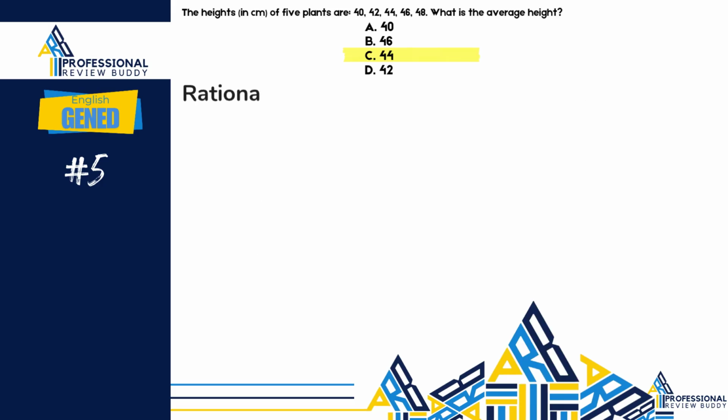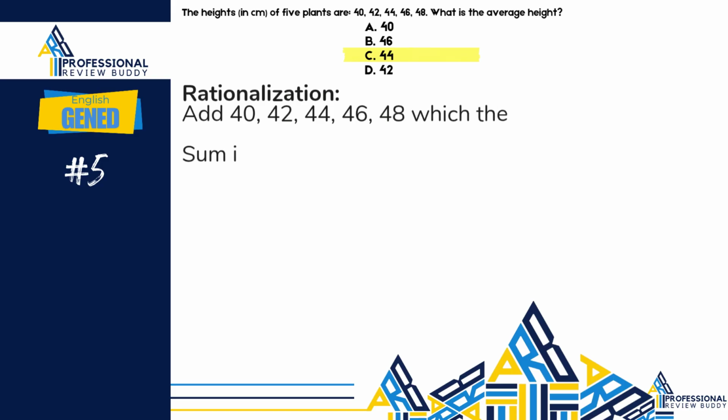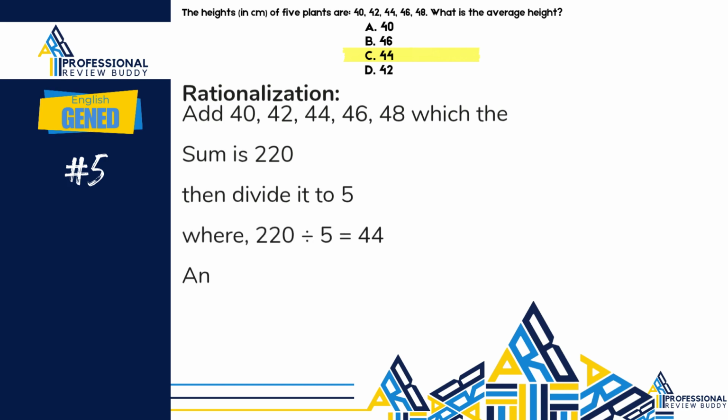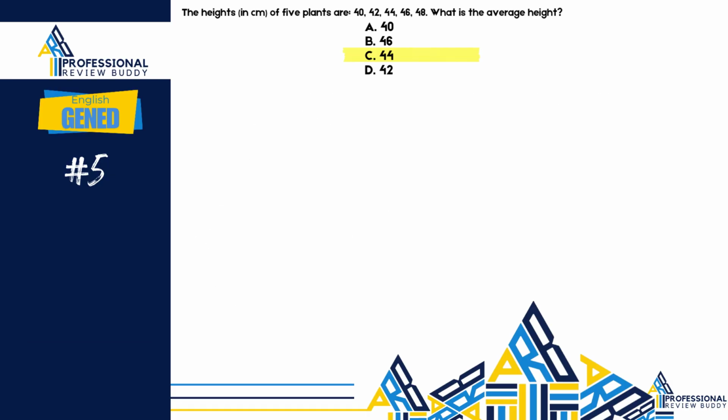The heights, in cm, of 5 plants are 40, 42, 44, 46, 48. What is the average height? Rationalization: add 40, 42, 44, 46, 48, which the sum is 220, then divide it by 5, where 220 divided by 5 equals 44. Answer equals 44.